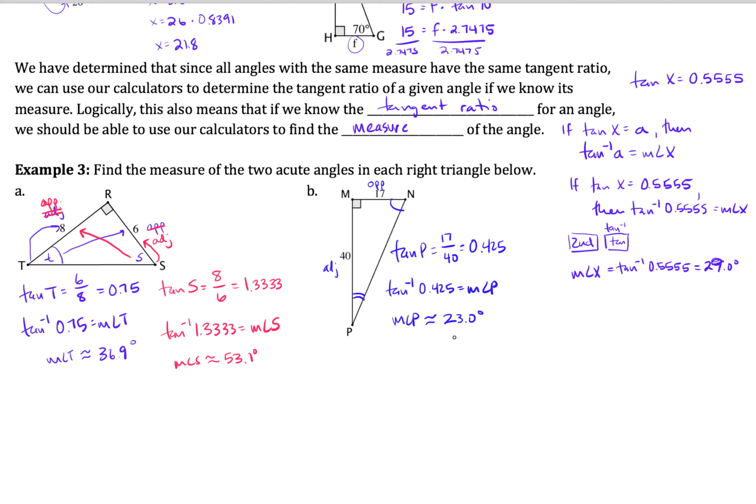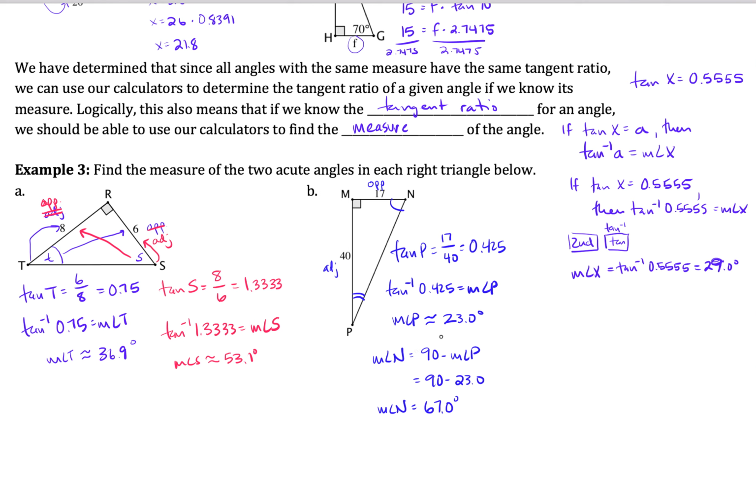23.0 degrees. Now again, I told you there's an easier way that I can get that second acute angle. I need to remember that in a right triangle, these acute angles are complementary. They add up to 90. So the measure of angle N would be equal to 90 minus the measure of angle P, which we now know has a value of 23.0. So the measure of angle N is 90 minus 23.0, which is 67.0 degrees.